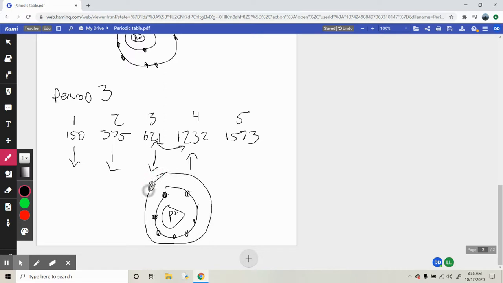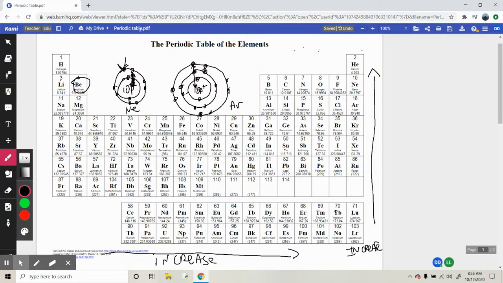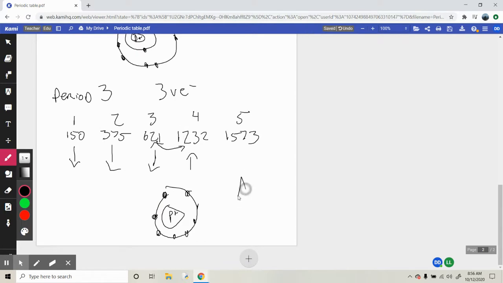First one, real easy to knock out. Second one, real easy to knock out. Third one, real easy to knock out. And then we have a filled outer shell, so now it takes a lot of energy. So we have period 3, 3 valence electrons. Let's go up to the top. Period 3 is 1, 2, 3. 3 valence electrons is 1, 2, 3. It had to have been aluminum. So I believe that first one was beryllium, and the last one was aluminum.